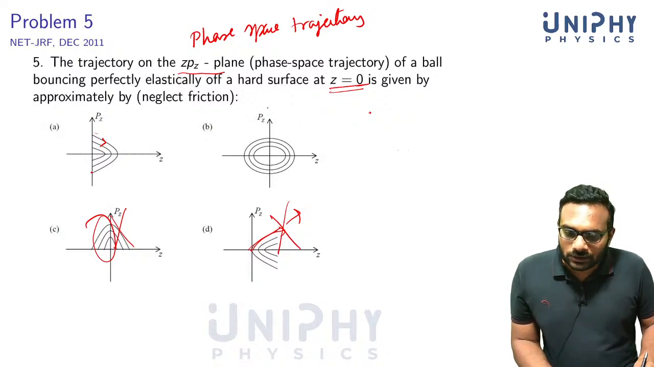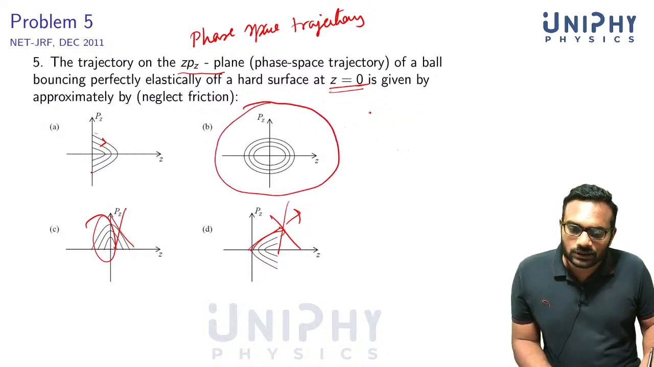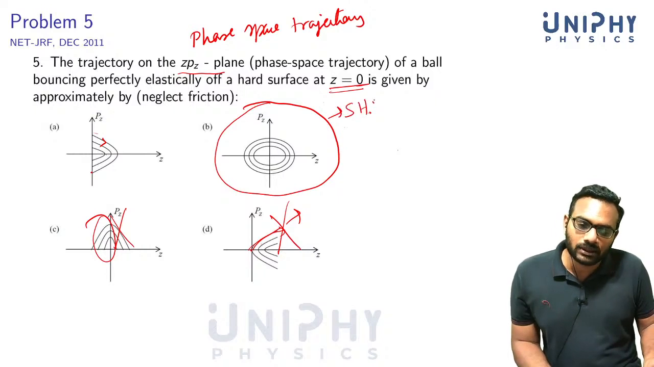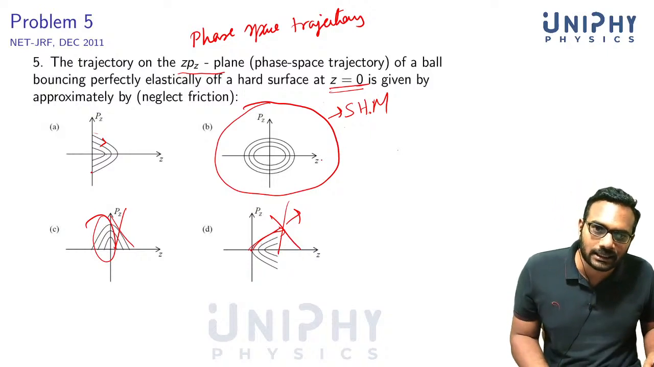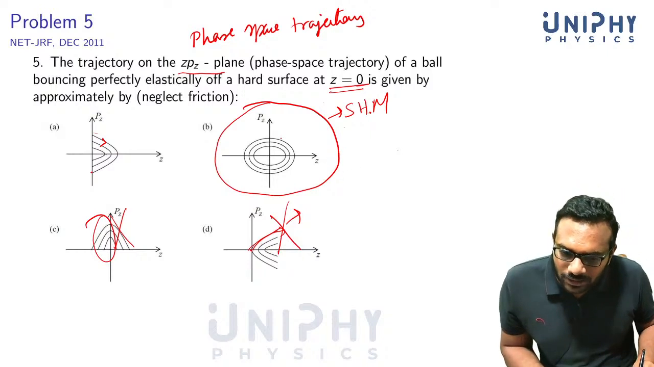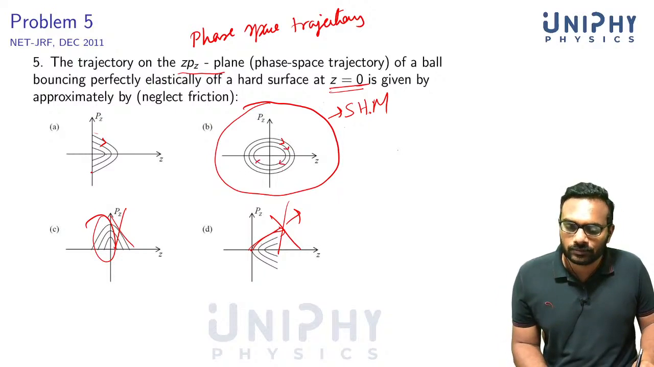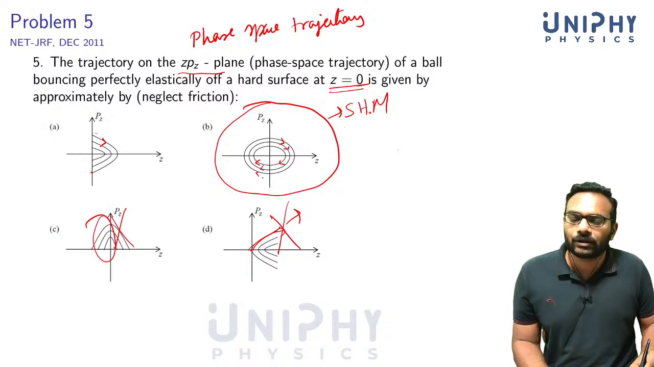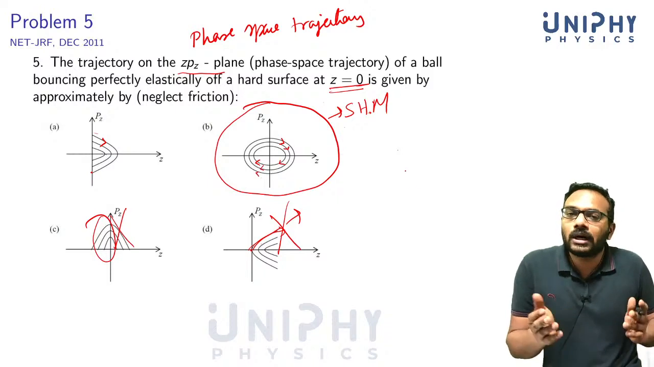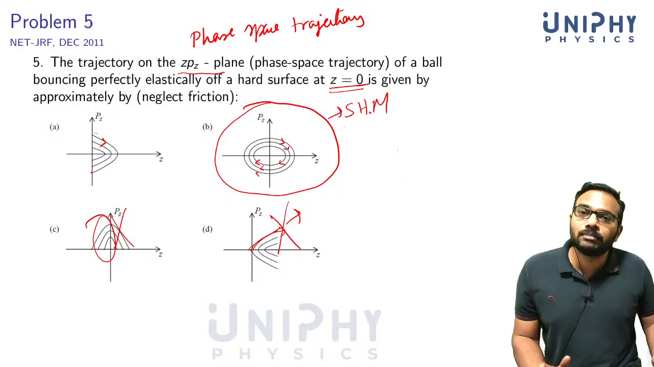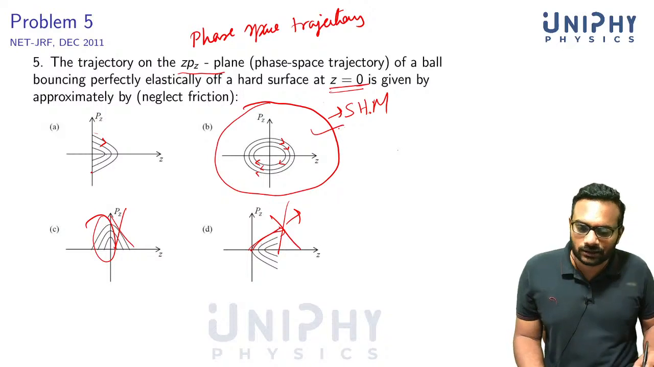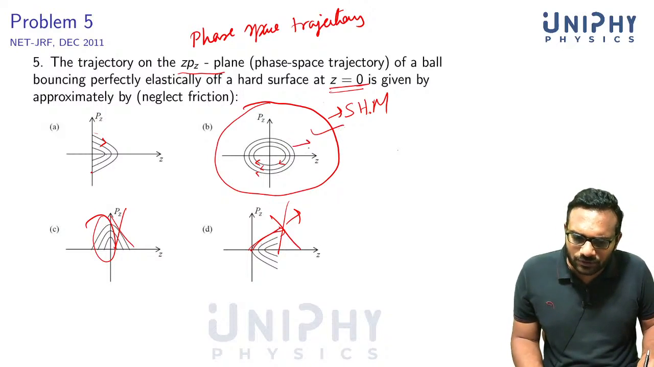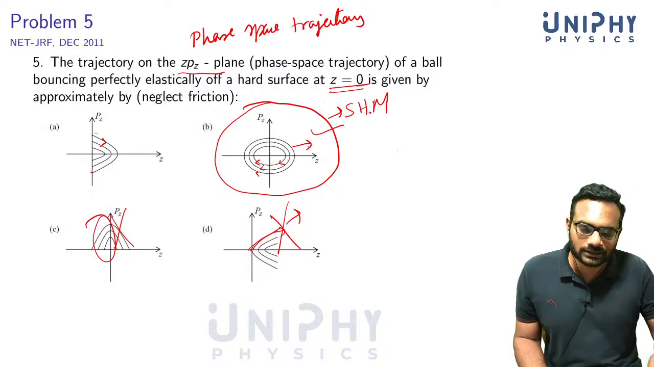Now, I'll also tell you that this corresponds to a simple harmonic oscillator, simple harmonic motion. Corresponding to simple harmonic motion, you have ellipses in the phase space, and the arrows will be like that. If the momentum is negative, the arrow is towards the left. So if you are asked the phase space trajectory for a simple pendulum or generally simple harmonic motion, this is the phase space trajectory, and these curves correspond to different energies.